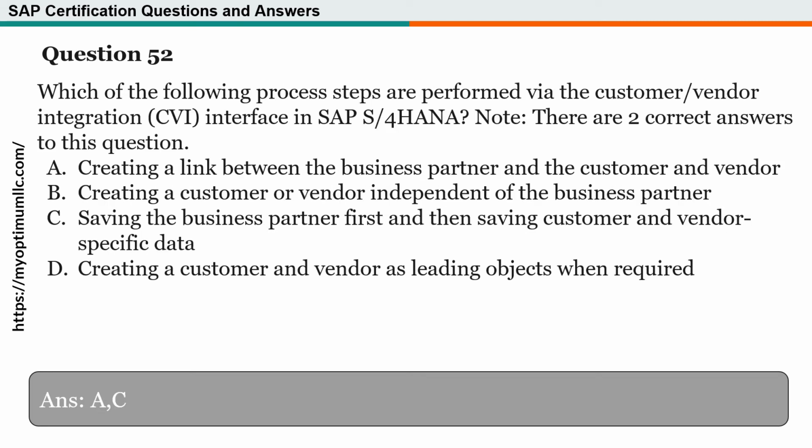Question 52. Which of the following process steps are performed via the Customer/Vendor Integration (CVI) interface in SAP S/4HANA? Note, there are two correct answers to this question. A. Creating a link between the business partner and the customer and vendor. B. Creating a customer or vendor independent of the business partner. C. Saving the business partner first and then saving customer and vendor specific data. D. Creating a customer and vendor as leading objects when required.